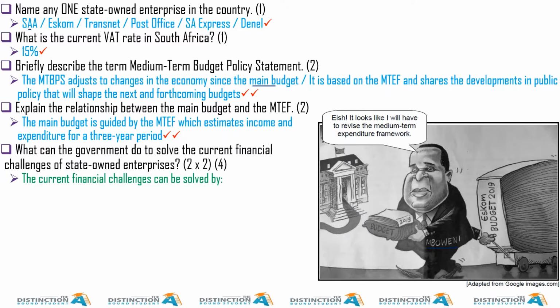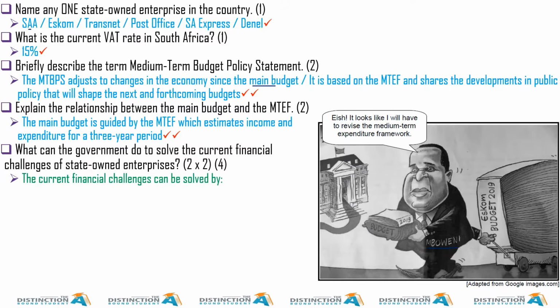So the main budget, like I said, is guided by the medium-term expenditure framework, which estimates income and expenditure for a 3-year period. The budget presented in February is a budget for 1 year, one fiscal year, which runs from the 1st of April to the 31st of March every year. That's why we call it a 2020-21 budget or 2019-20 budget, because it runs from the 1st of April. The budget is presented in February, and it will be used from the 1st of April until the 31st of March the following year.